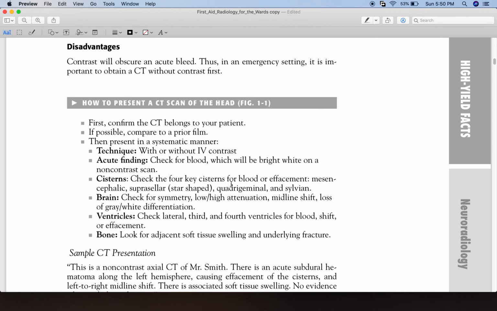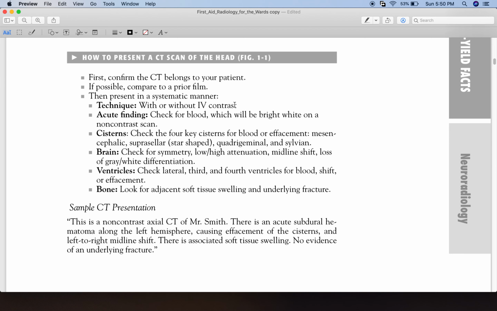Okay, so how to present a CT scan of the head? We're going to see the first picture here and explain it. First, confirm the CT belongs to your patient, obviously. If possible, compare to a prior film if they have one. Then present in a systematic manner. How do we do that?